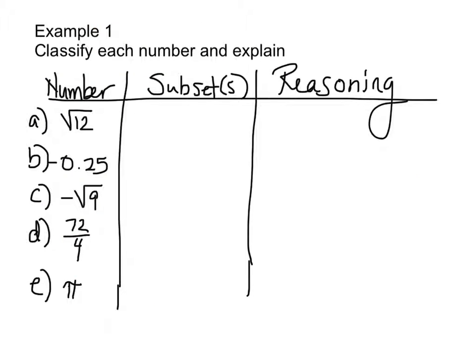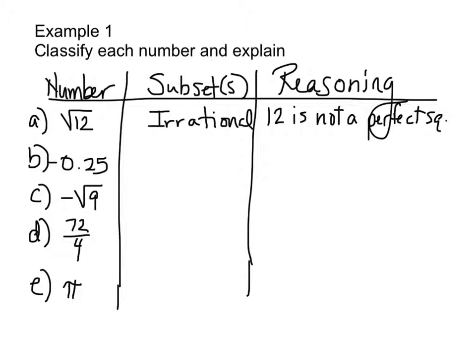In example 1, I've made a chart to classify each number, and then we're going to explain. We're going to classify it by telling whether it is natural, whole, integer, rational, or irrational, and then give reasoning. So let's look at the square root of 12. Is the square root of 12 irrational or rational? It's going to be irrational. Why? Because 12 is not a perfect square.